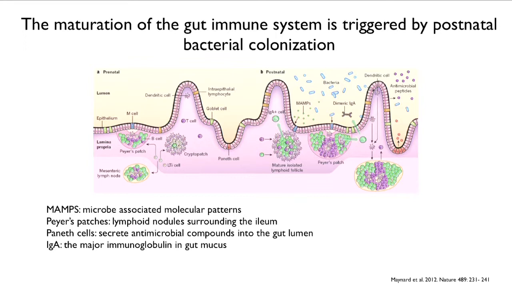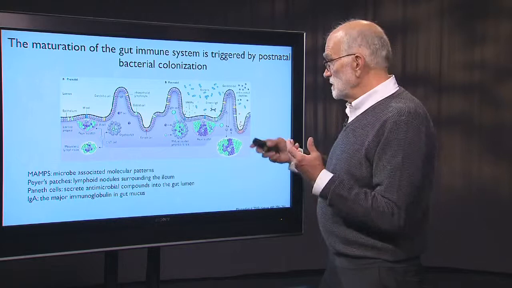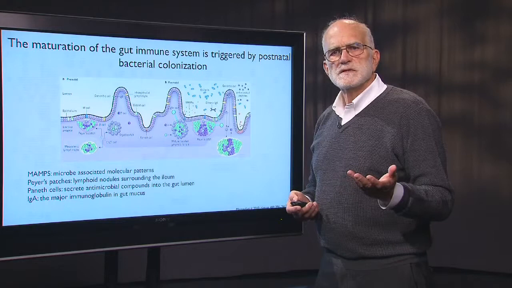A Peyer's patch is essentially a special gut-adapted lymph node. And out of these are being produced all sorts of things that are regulating the interaction, including immunoglobulin A. It's the major immunoglobulin in gut mucus. There are antimicrobial peptides that are being produced by Paneth cells. And these are all part of the way that the host is regulating its interaction with the huge community of bacteria that live in the gut. There are up to 10 to the 17th bacteria in the human gut.